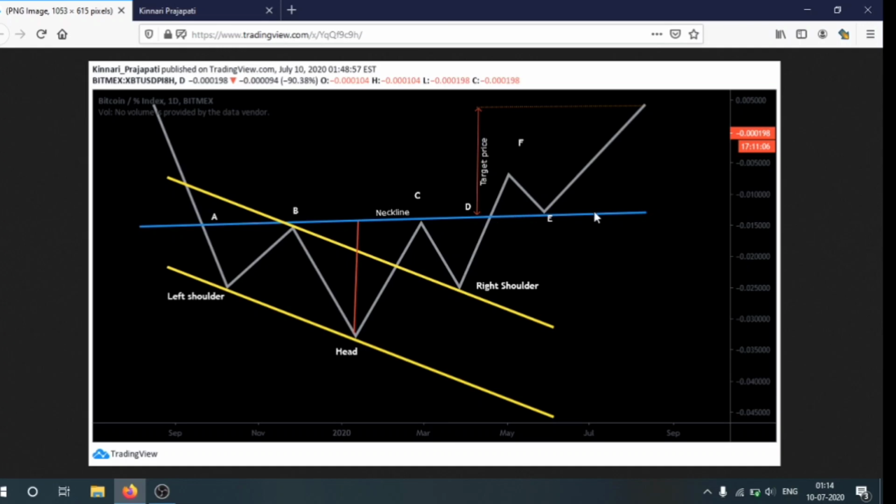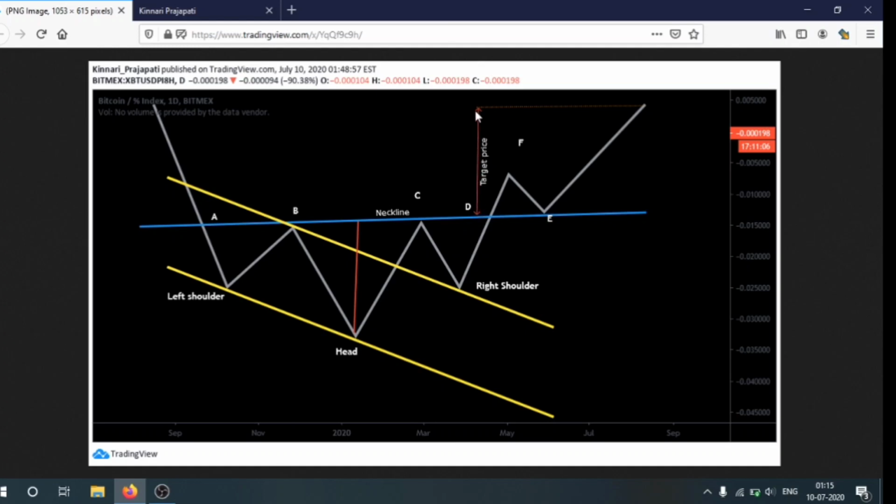Now, after breaking the neckline, let's talk about the price target. How to calculate the price target? The price target is calculated by measuring the distance from the neckline to the bottom of the head. Then this distance is added to the neckline to reach the price target. Here you can see I have marked with an orange line the price target.